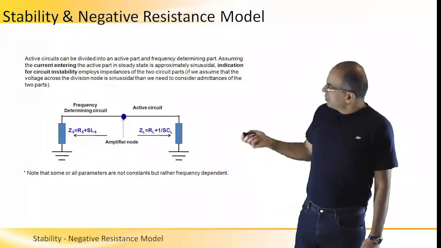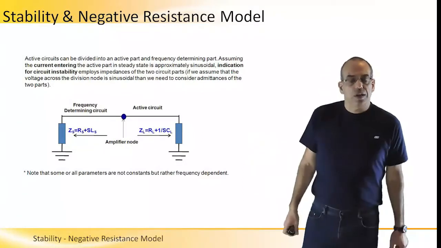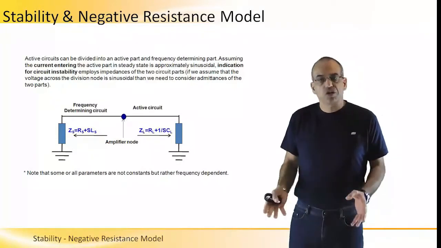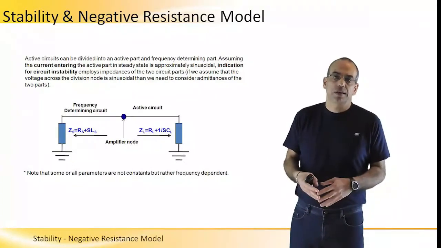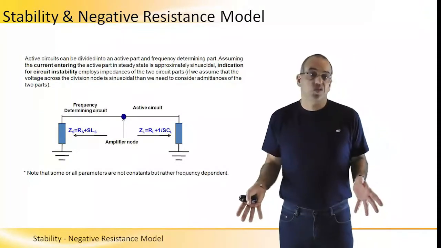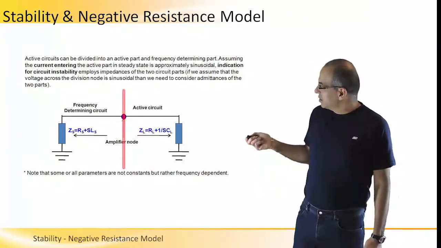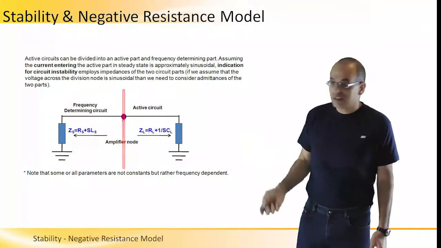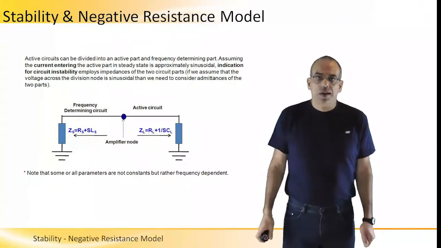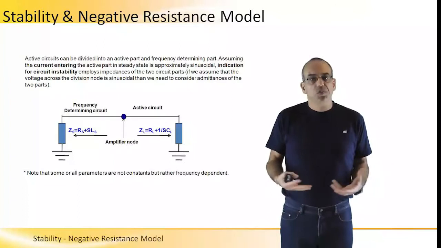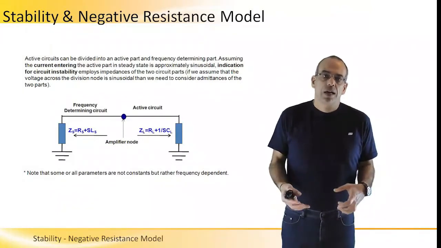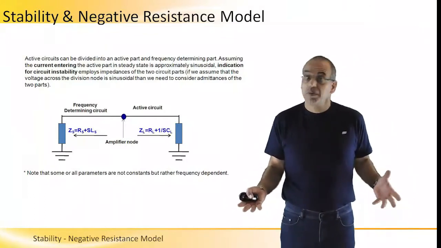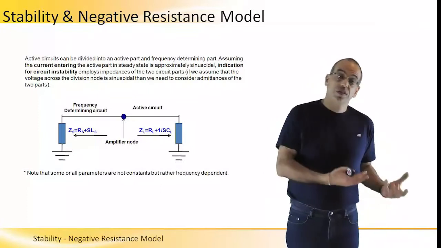And we will just choose a node between these parts. It's sometimes arbitrary, so we usually do it in the most simple way to analyze the circuit. But this is a classic division of active and frequency determining circuit. And soon we will see what relationship between these two parts can support stability or can support oscillations that may be needed when we design oscillators.